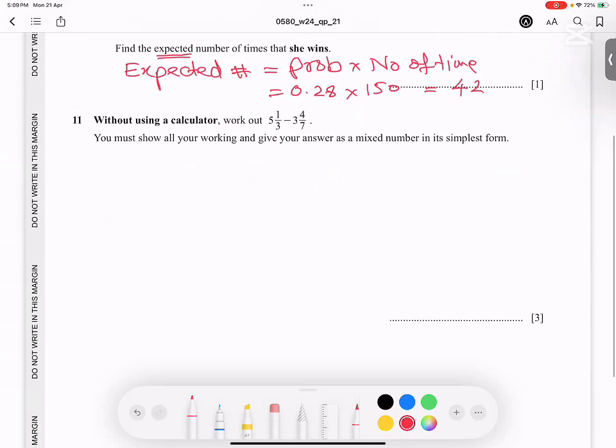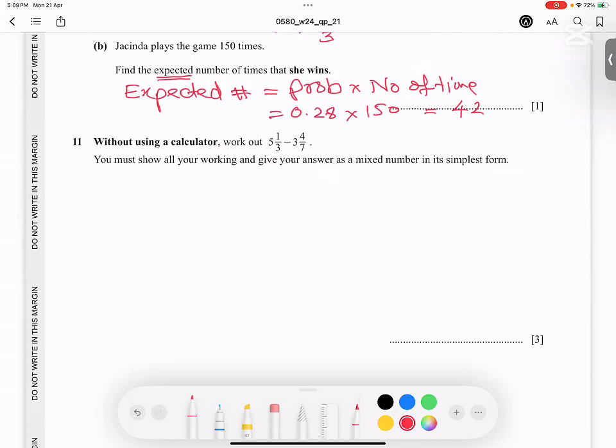Without using a calculator, work out this kind of question; you will definitely get it in an exam paper. So question number one: these are mixed numbers. Convert into fractions first. 3 fives are 15 and 15 plus 1, so I got 16 over 3. 3 sevens are 21, 21 plus 4, 25 over 7. Now, students, what is the LCM?